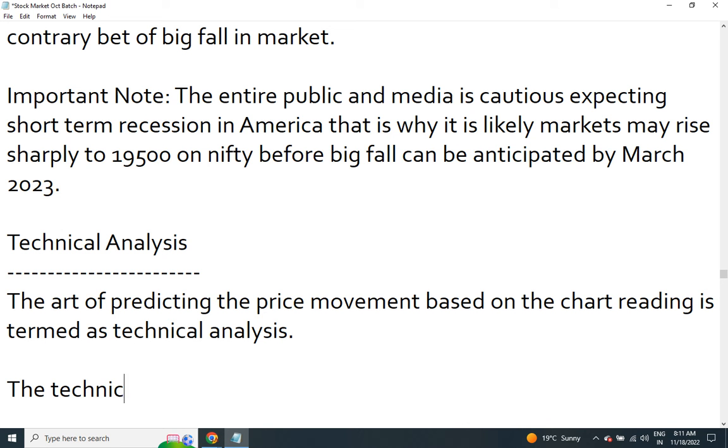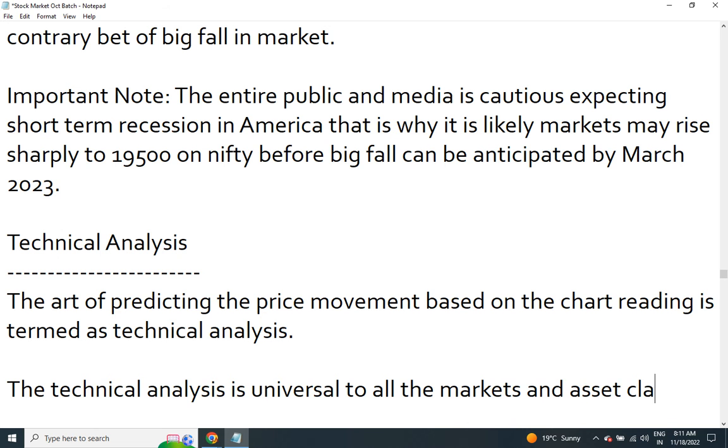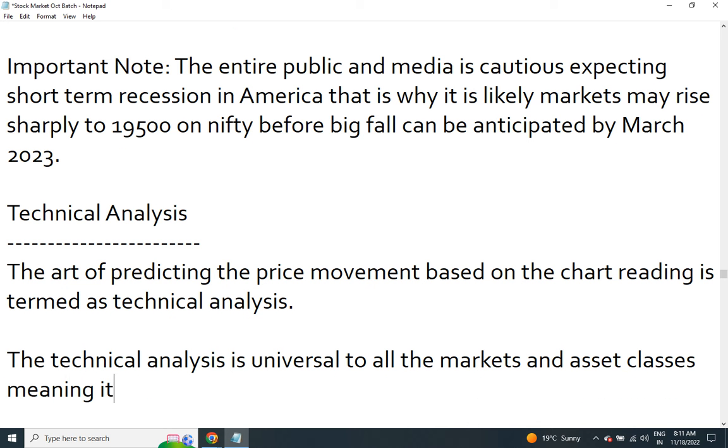The technical analysis is universal to all the markets and asset classes, meaning it does not matter.